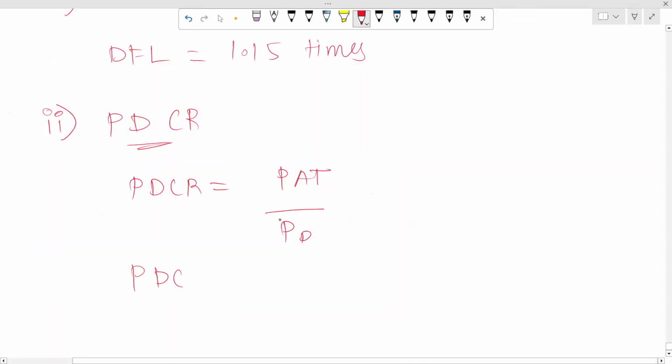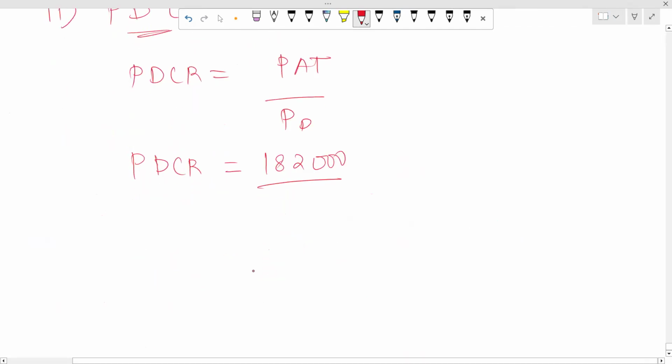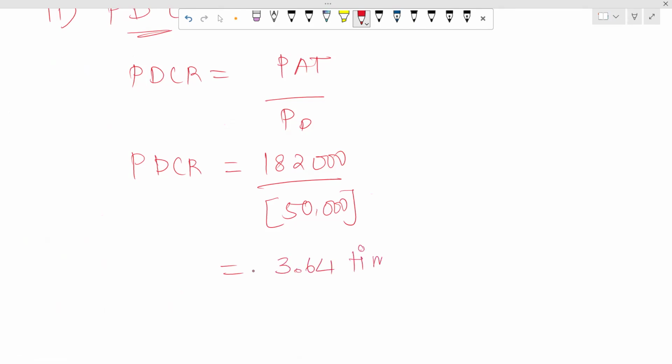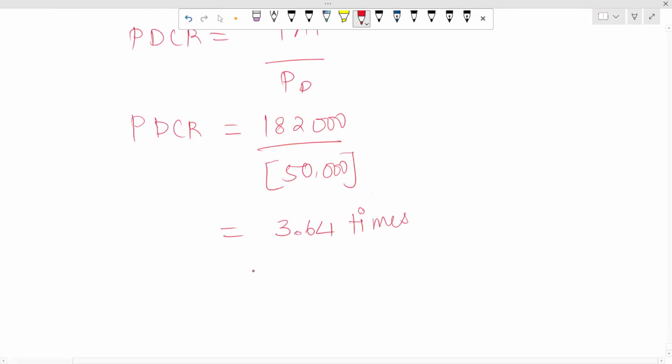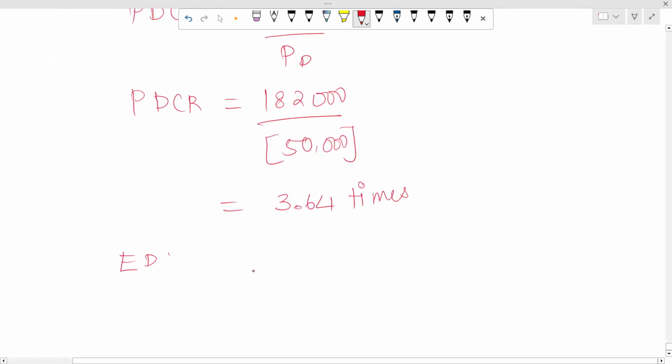So preference dividend coverage ratio is equal to, what is the profit after tax given in the question? 1,82,000 divided by preference dividend, how much? So how much do we get? 3.64 times. Which means for every 1 rupee of preference dividend that you have to pay, you have 3.64 rupees of profit after tax.